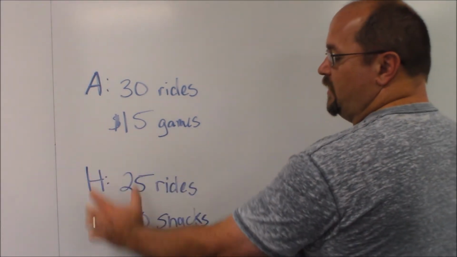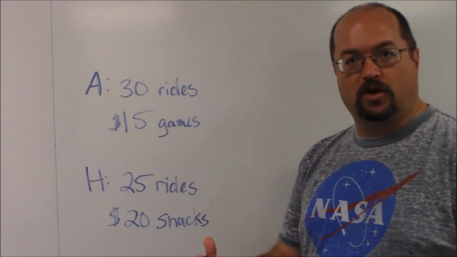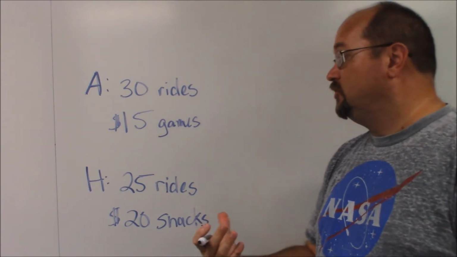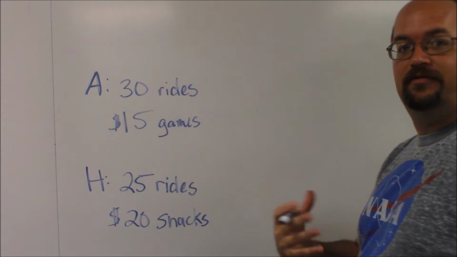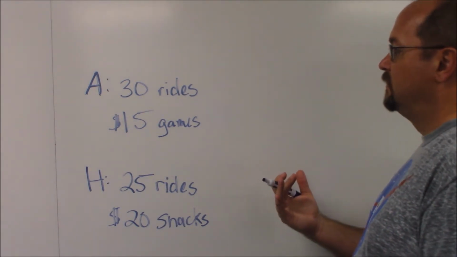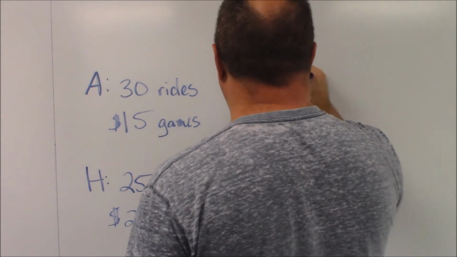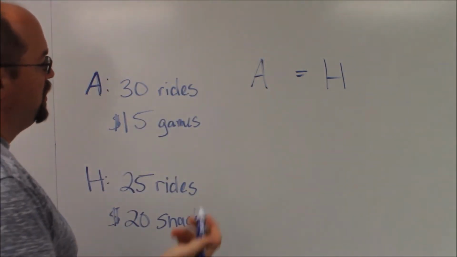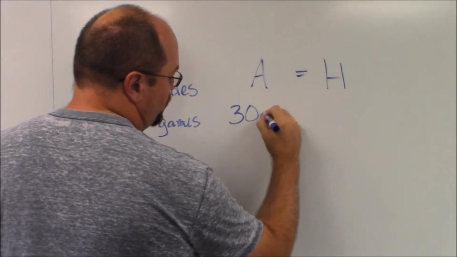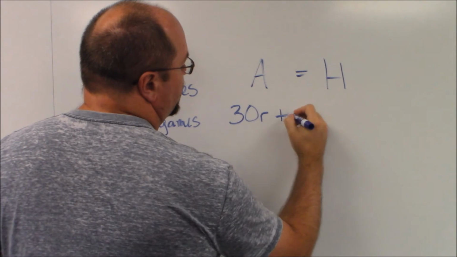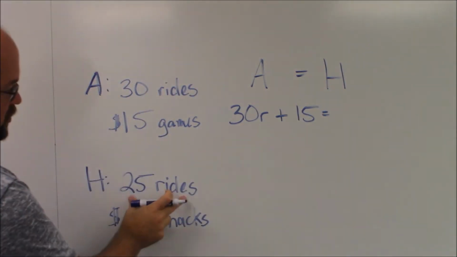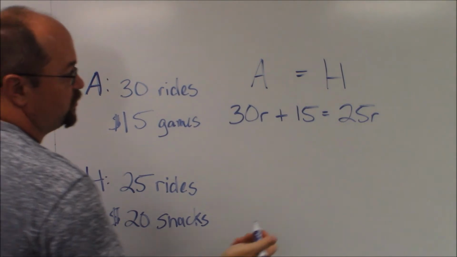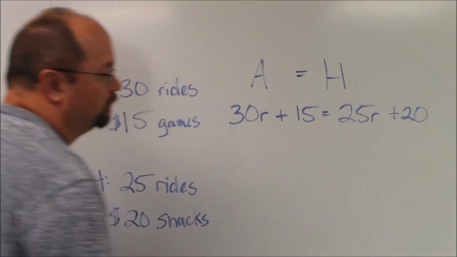So this $15 and this $20 are just flat numbers, a total number. So we're going to treat those as constants. The rides, we're not actually sure how much each ride costs, so we're going to use R as the unknown value for the rides. All right, so we want a situation where A is equal to H. Now we need to create an expression for A. She rode 30 rides, so we're just going to do 30. We don't know how much the rides were, so we're going to use R as our variable, plus the $15 for A. And then H, he rode 25 rides. Again, we don't know how much the rides were, so we're going to use R to represent the cost per ride, and then $20 in snacks. And that's it.